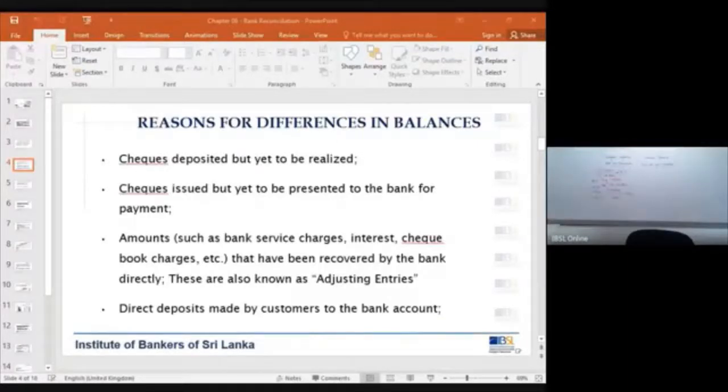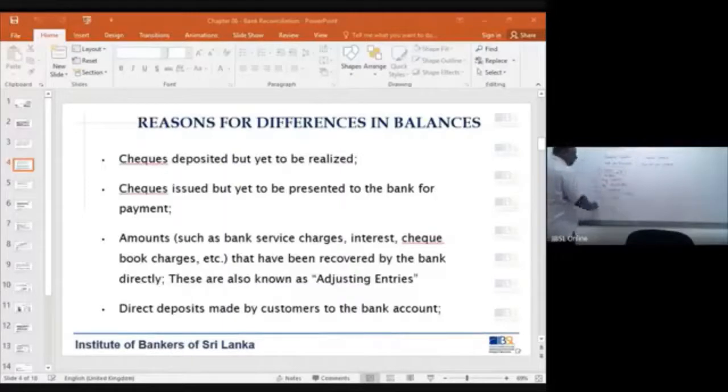So this will create a difference between the two records, and that becomes a reason for the reconciliation. As far as the reconciliation is concerned, you have a difference of 35,000 between the two records, that is company A's cash book and the bank statement. But this is again as of this particular date.